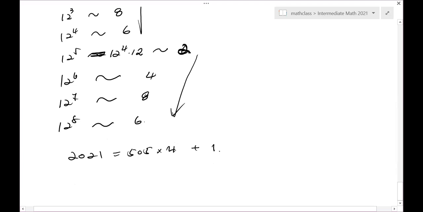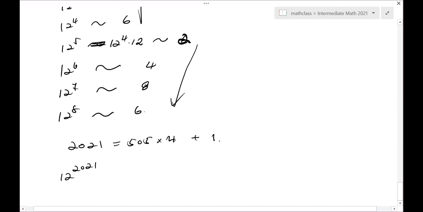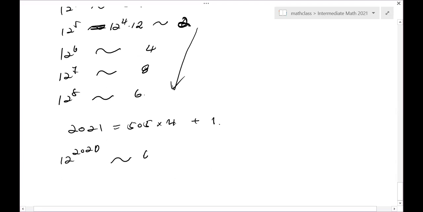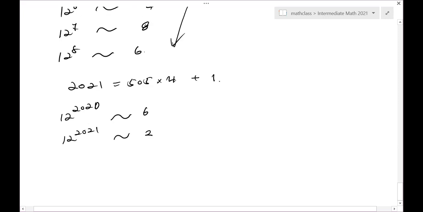So what is the units digit of 12 to the 2021? You have 505 blocks of 4 plus 1. So all I have to do is look at the first digit of the block, and throughout 2021 you repeat it. It's just repeating.